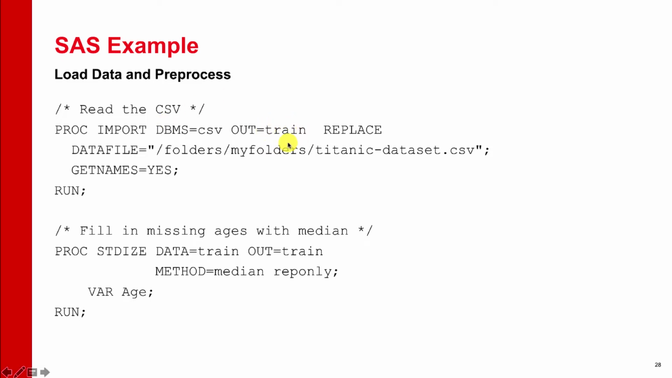When I'm marking variables like mine as one of the parameters, is that input or is that output? In this case, output. So it is loading the Titanic data set and putting it into train. I'm going to fill in the missing ages with their median. So my output is train. My input is also train. And I'm putting in the median for the age.